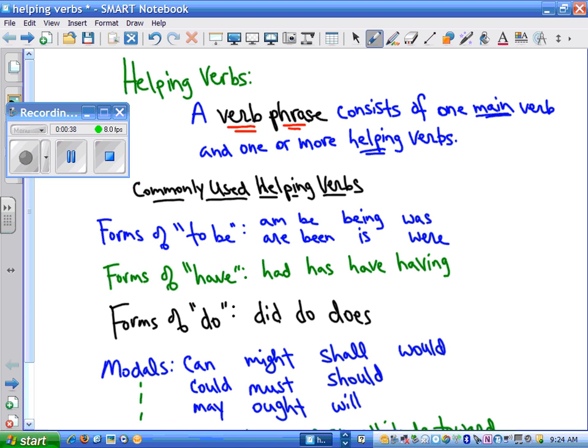So we have this verb phrase. A verb phrase consists of one main verb, which might be, for example, an action verb, and one or more helping verbs.